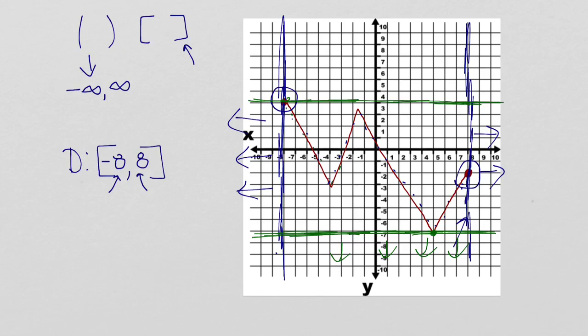Again, we can pull off any point off of this red, and we need to know what y values we're sitting at. So our lowest y value is -7 down here. And it's a closed circle.